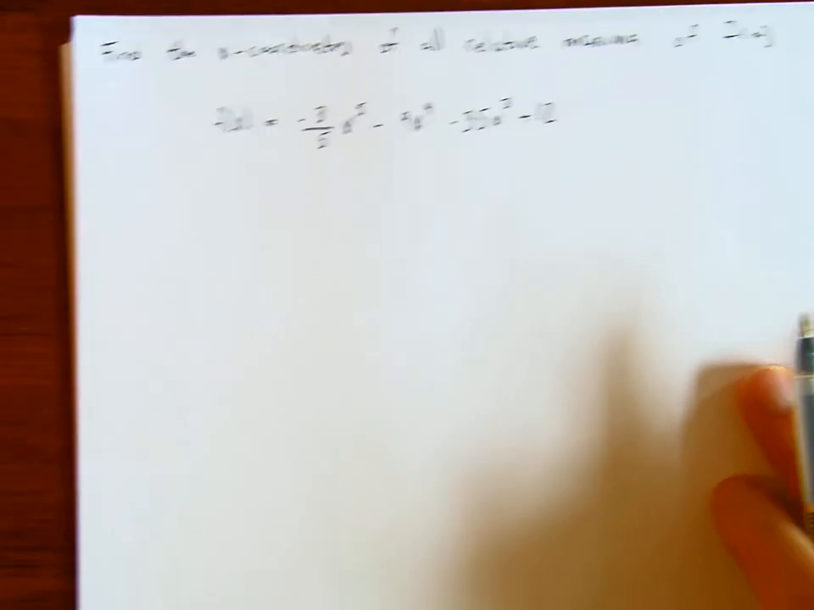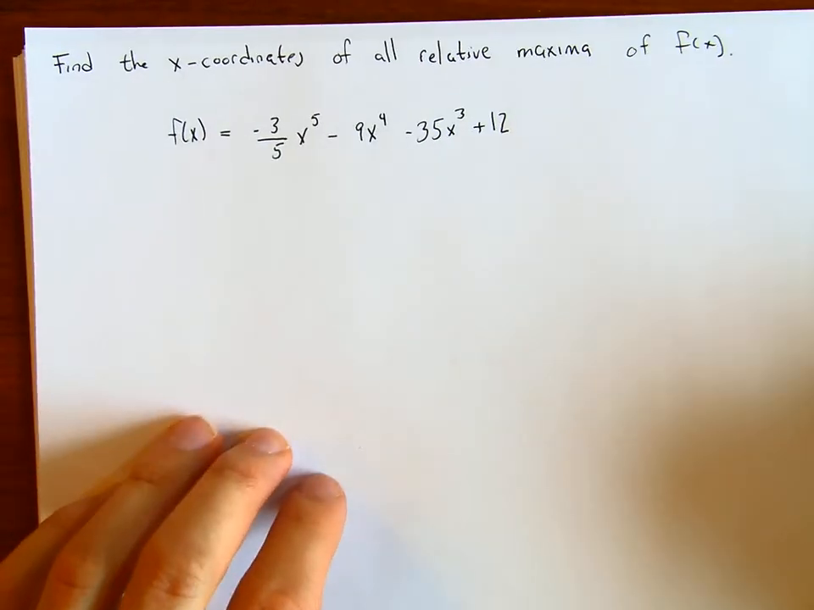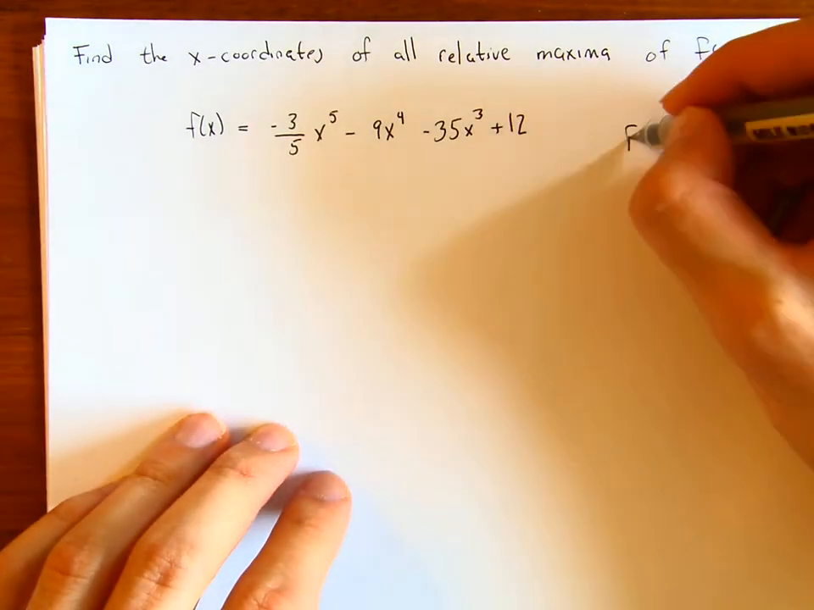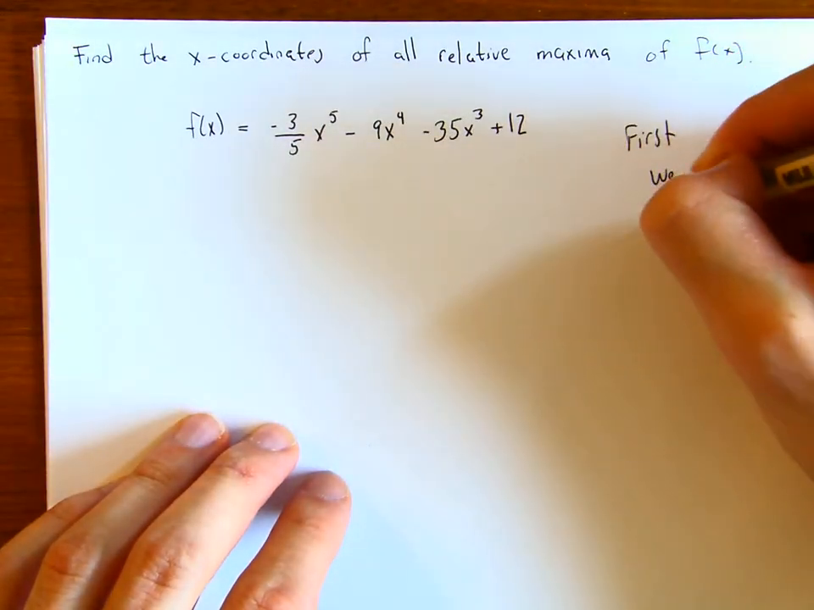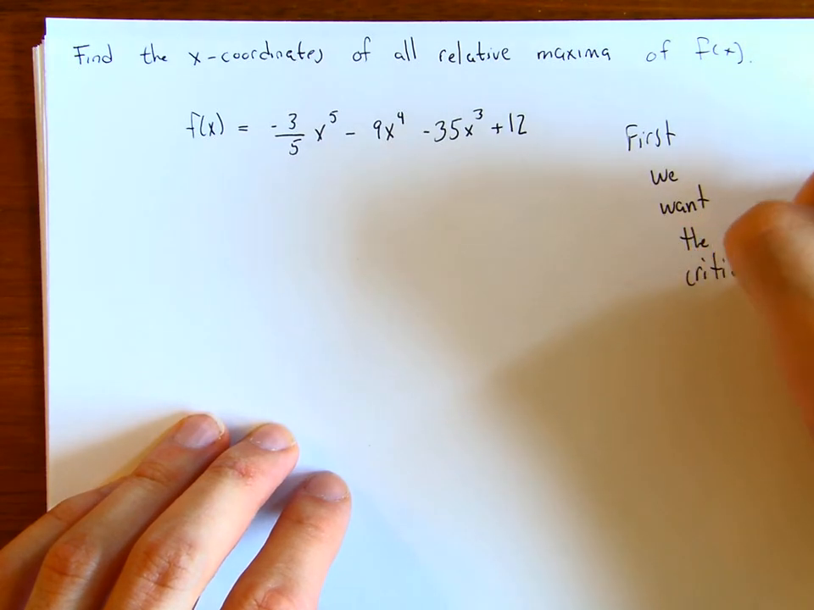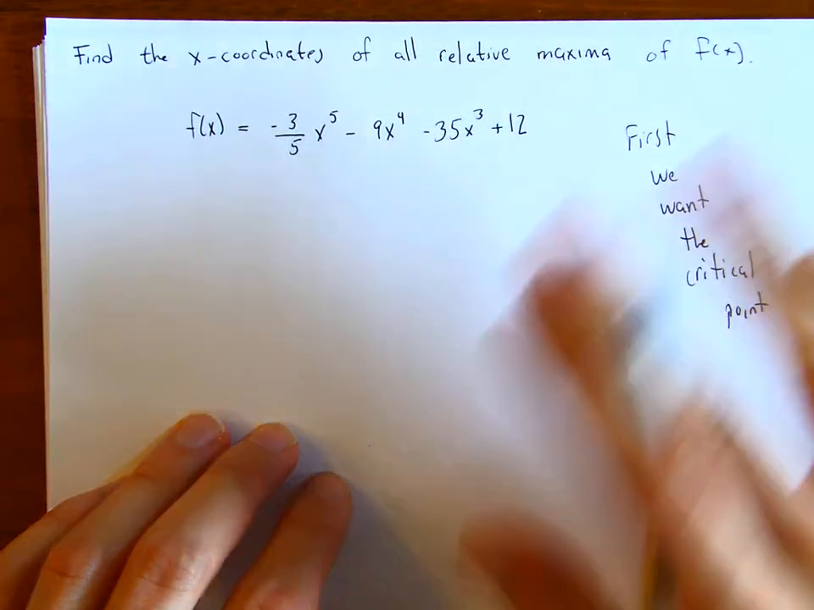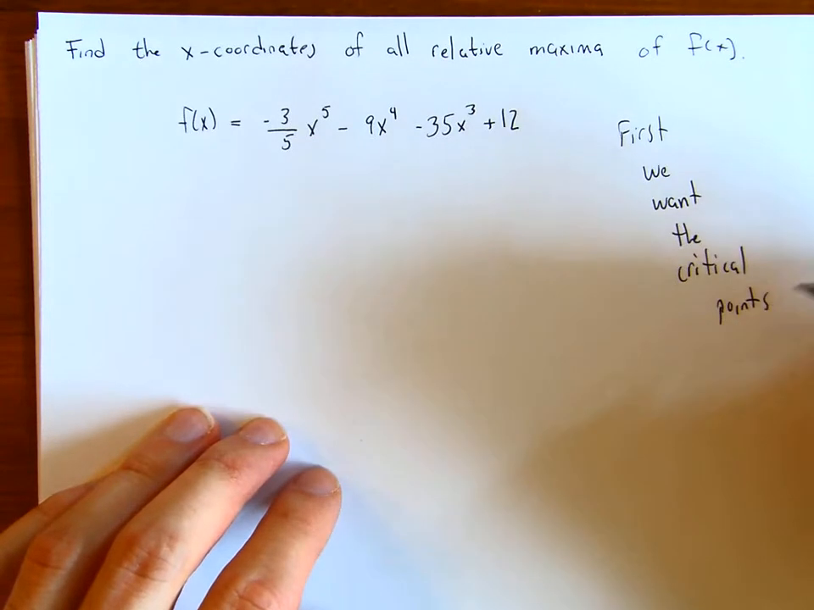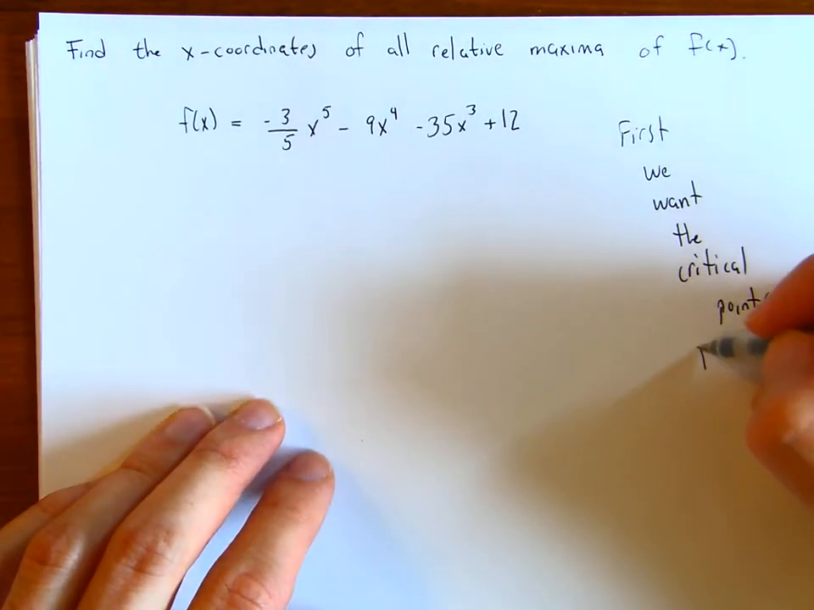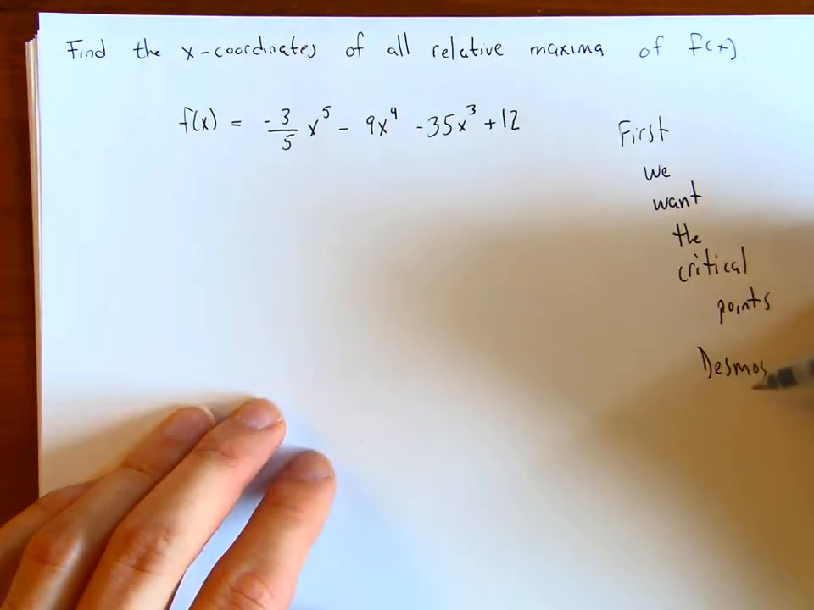Don't freak out, but it's saying find the x coordinates of the relative maxima. So the idea is, first, we want the critical points. Now notice, we don't have a picture of this, and I'm not going to show you what the picture is. If you want to see what the picture looks like, you could always go to Desmos and plug in the function and take a look at it.